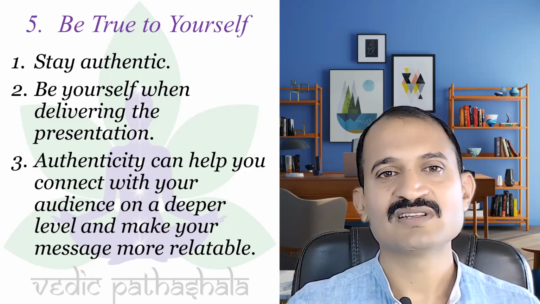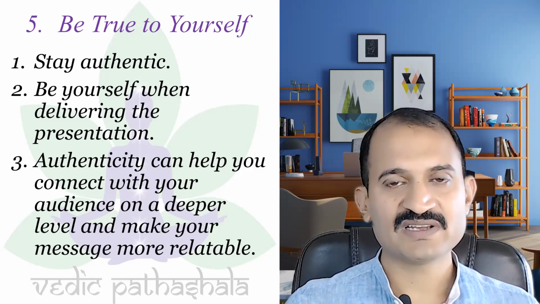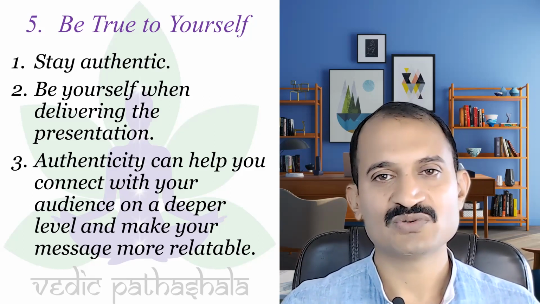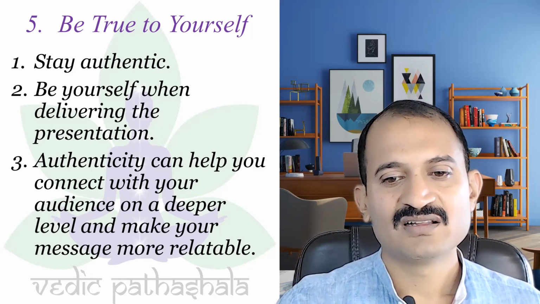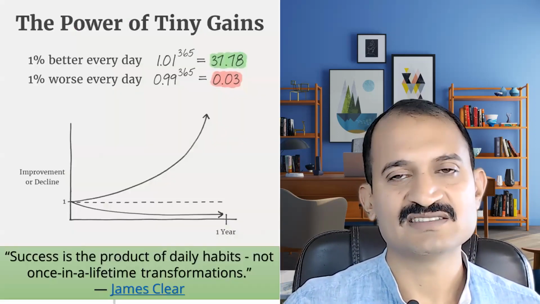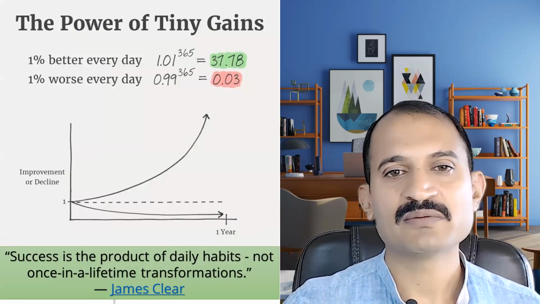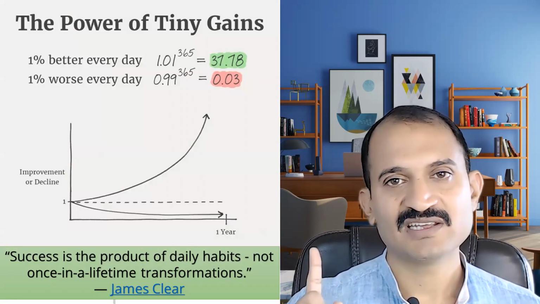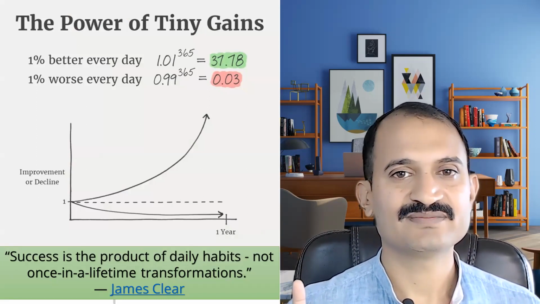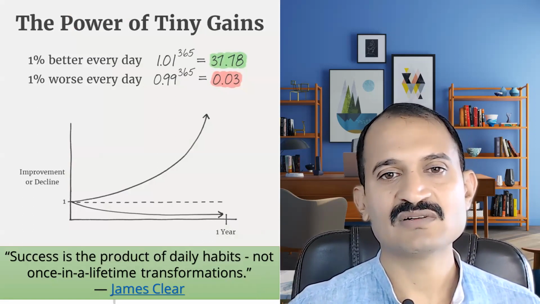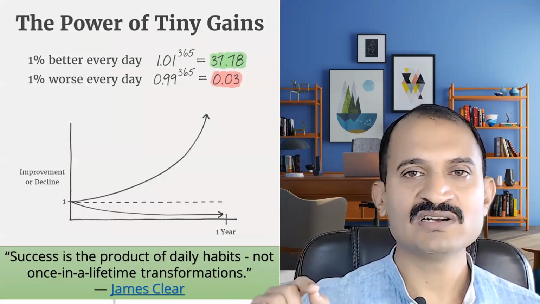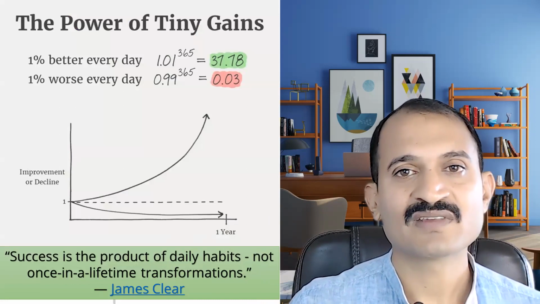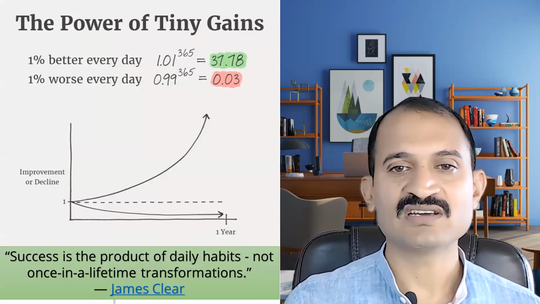Once you develop this attitude and you speak naturally, then people will trust you. People will build a rapport with you. The next one is the power of tiny gains. I love this formula very much. What does it say? 1% improvement every day. 1% only. So in mathematical terms, 1% means 1.01, right? 1.01 to the power 365. Why 365? Because 365 days are there in 1 year.